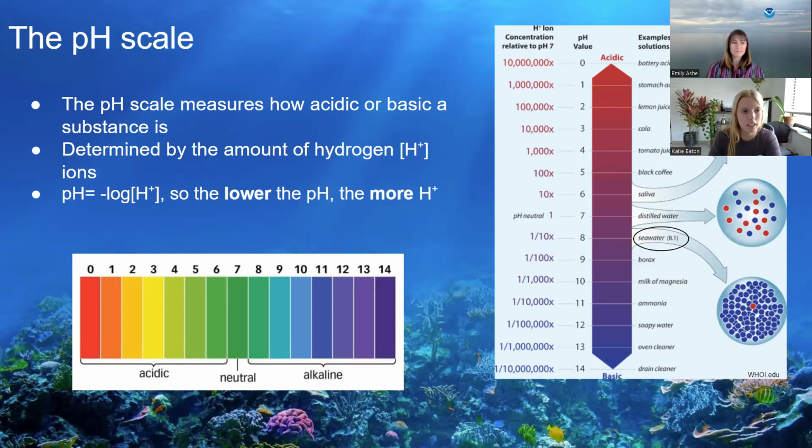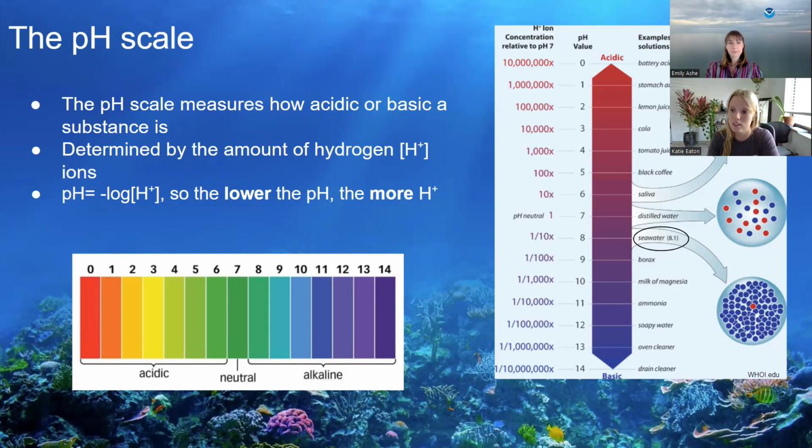So essentially what the pH scale is, it measures how acidic or basic a substance is. So every liquid is either acidic or basic, and this is determined by the amount of hydrogen present in the liquid. So pH actually stands for potential hydrogen. So this reading basically tells us the amount of hydrogen in the sample. And pH, the way to measure it is actually the negative log of the hydrogen ions. So the lower the pH, the more hydrogen ions you have in your substance.